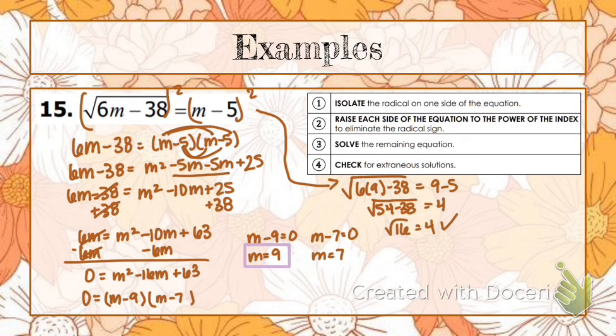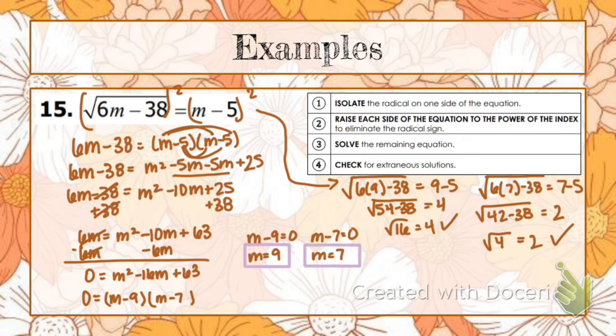And then we're going to plug in 7. So we get the square root of 6 times 7 minus 38 equals 7 minus 5. So 6 times 7 is 42 minus 38 is going to equal 2. And this gives the square root of 4 equals 2, which is true. So m equals 7 is also an answer. So both answers work.